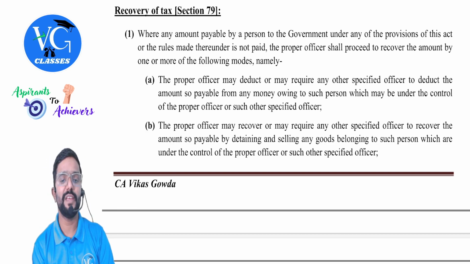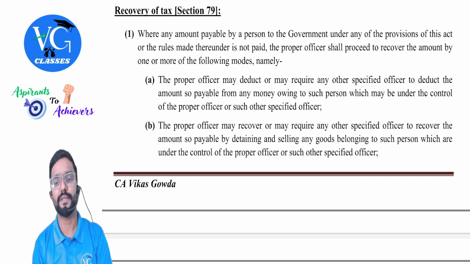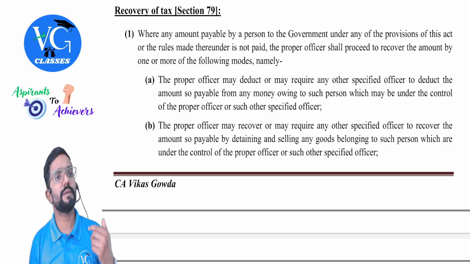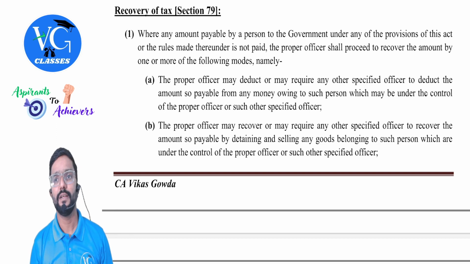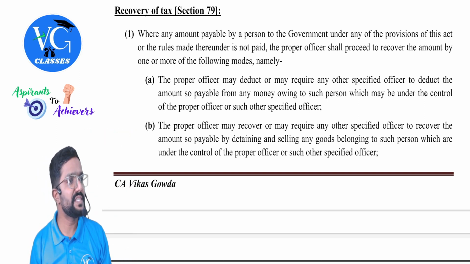The proper officer may recover, or may require any other specified officer to recover, the amount so payable by detaining and selling any goods belonging to such person which are under the control of the proper officer or such other specified officer. Means, sir, assume a registered person was supposed to pay 20 lakh. Now he has some goods in the godown or warehouse. Can the proper officer seize it?